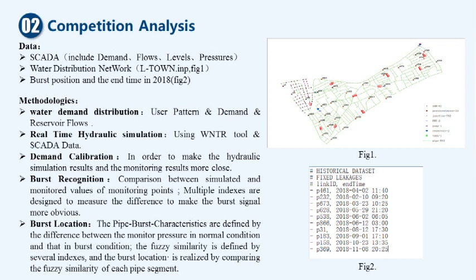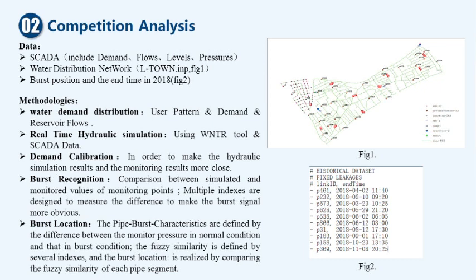Here is the analysis for the competition. The data provided by the sponsor mainly include SCADA data, one water distribution network, and burst record data in 2018. The general idea for the competition is that, first, distributing node demand according to user pattern and demand in reservoir flows.